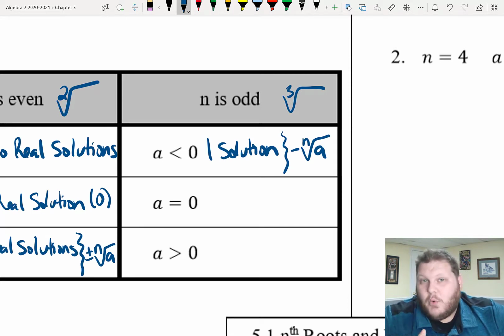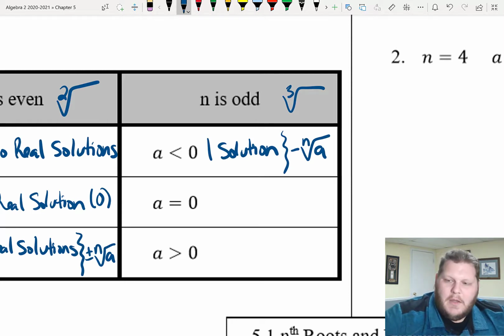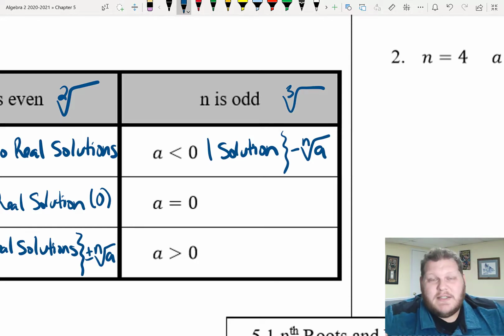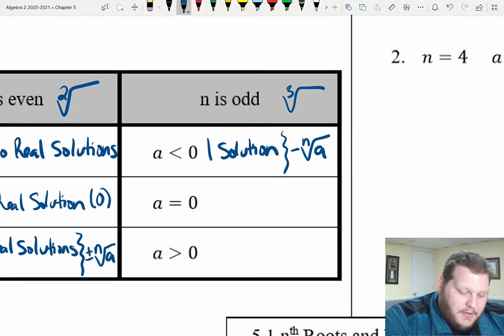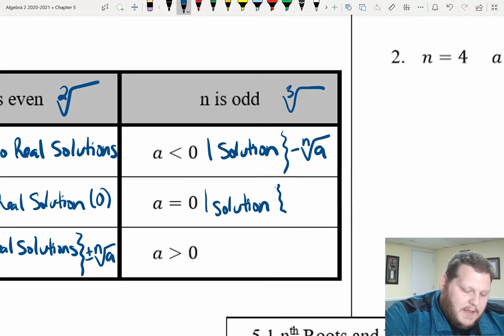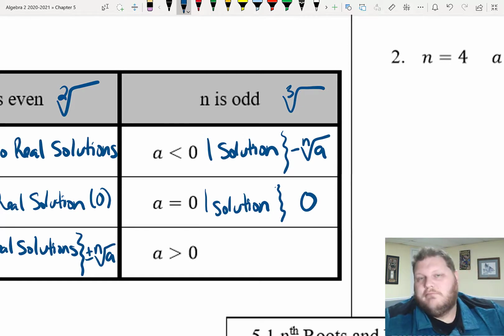There's always going to be exactly one of them, and it's whatever number multiplies n times into whatever my a value is. For a equals 0, that is still the same, because it doesn't matter if we have 3 zeros being multiplied together or 2 zeros being multiplied together. My answer is still 0, so the third root of 0 is 0. So we have, again, one solution, and that answer is always just going to be 0. No big deal.